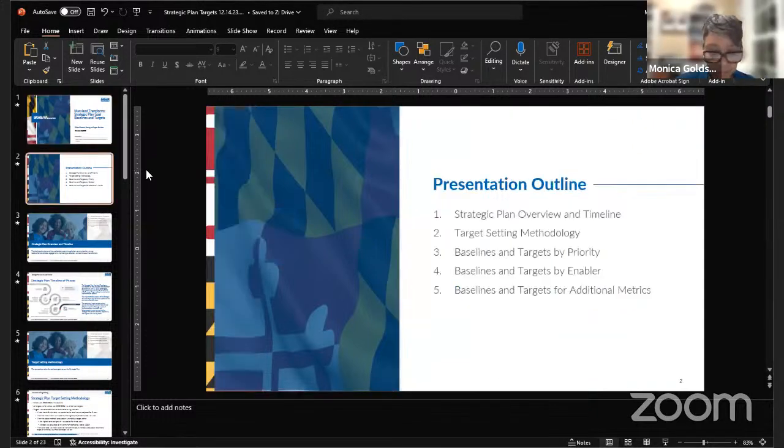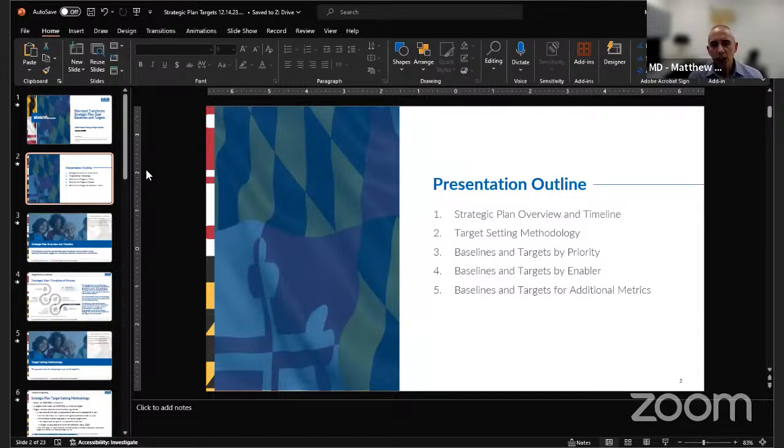Great, thank you. So just a quick outline of the presentation, very brief overview of the strategic plan, how we got here. I'll go through the target setting methodology and then walk through the baselines and targets by the 4 priorities, the 4 enablers, and then there were some additional metrics that kind of span multiple priorities or enablers.